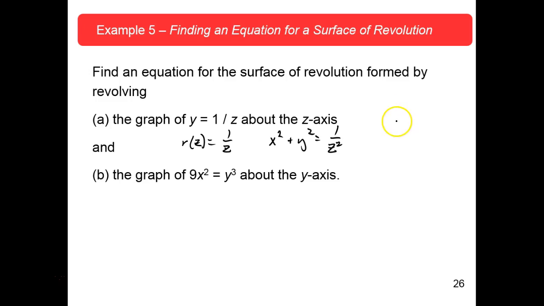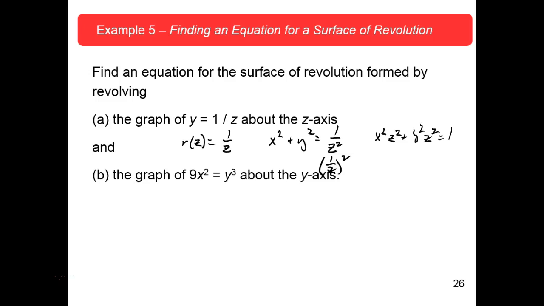You could rewrite this, though I don't know exactly why, x squared z squared plus y squared z squared is equal to 1. I don't think they do that. They just leave it in this form right here. They put 1 over z in parentheses squared. It doesn't matter. But you got it? All right.